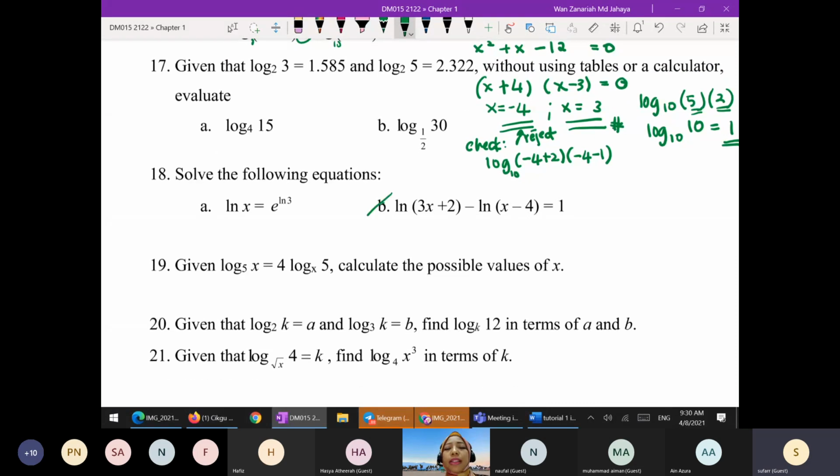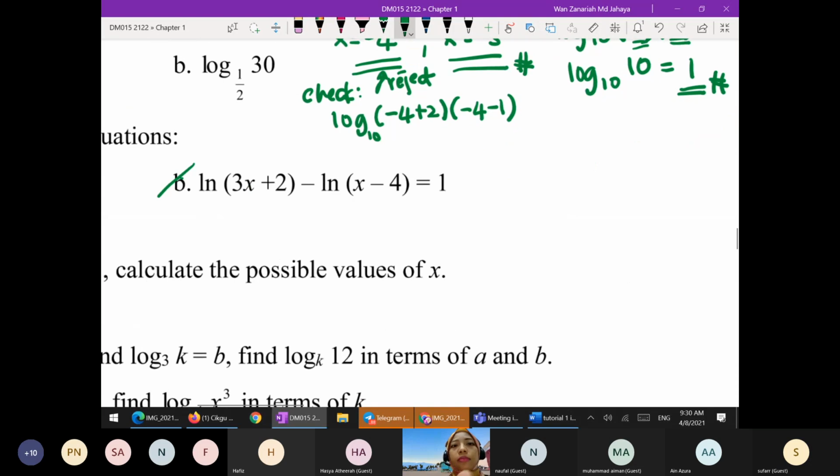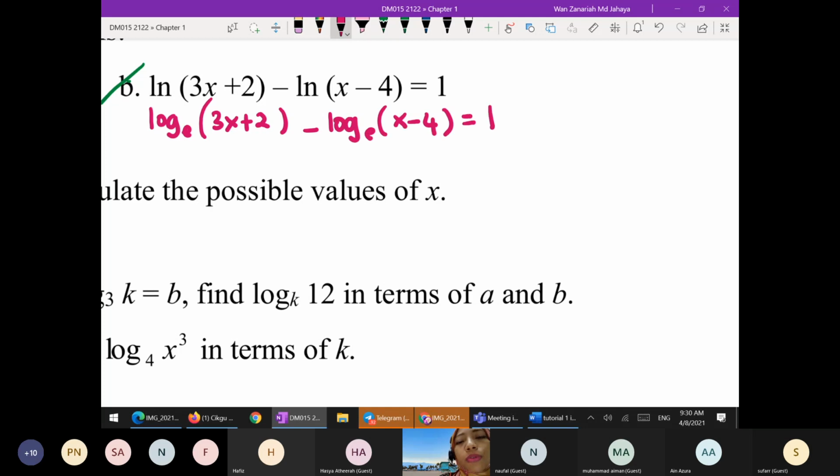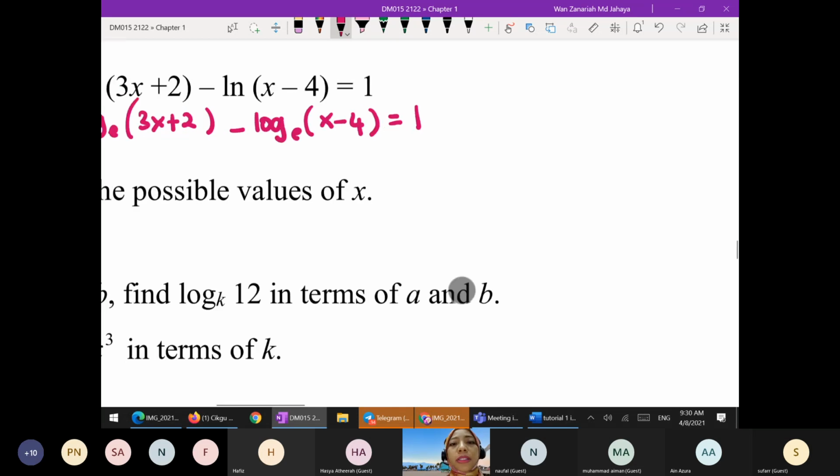18B pun sama juga macam tadi. You jangan takut walaupun dia log, sebab log tu adalah log base e. So maksudnya base dia adalah sama. So this is basically log base e of 3x plus 2 minus log base e of x minus 4 equals to 1. So disebabkan base dia sama, you akan treat dia sebagaimana you buat soalan tadi. Iaitu apa?